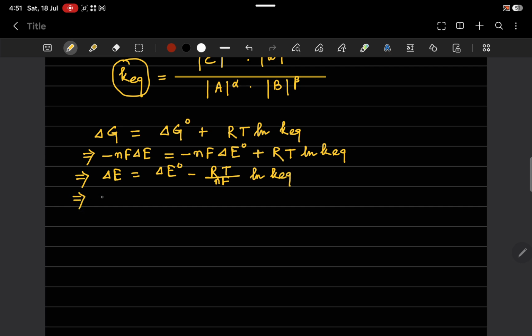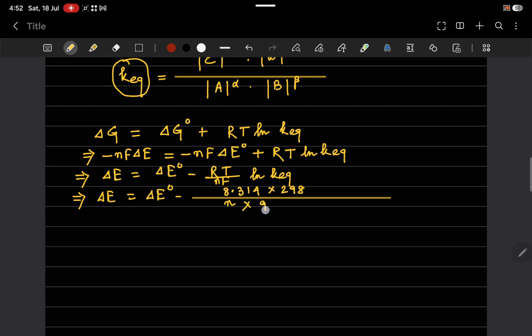Now we can write delta E equal to delta E0 minus... everyone knows the value of R, that is the gas constant, 8.314 joule Kelvin inverse mole inverse, into the temperature, which is 25 degrees centigrade, that will be 298 Kelvin. N is basically the number of electrons transferred during the redox reaction.